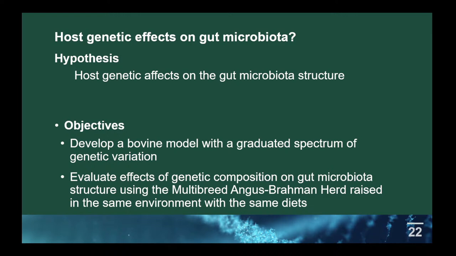So that is the study, with controversial outcomes. Some people suggest there is a host genetic effect on microbial composition, and some papers say there isn't. Our study, we designed back in 2017, before the Nature paper was published. We thought maybe host genetics affects the gut microbial structure, and we had a goal to develop a bovine model with a graduated spectrum of host genetic variation, so we could evaluate the effect of genetic composition on microbial structure using the multi-breed Angus Brahman herd raised in the same environment with the same diet. So we wanted to remove the variables of environment and diet.